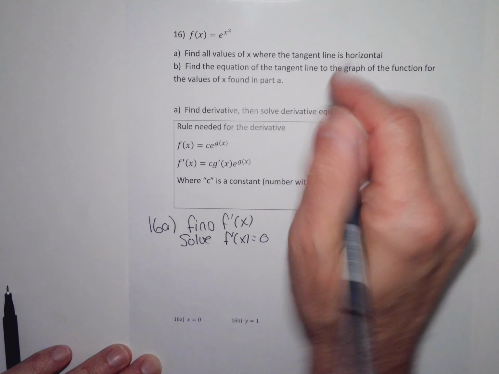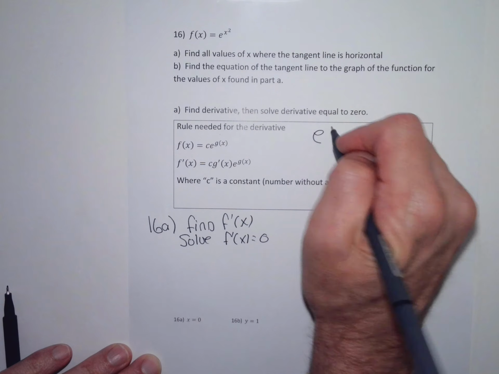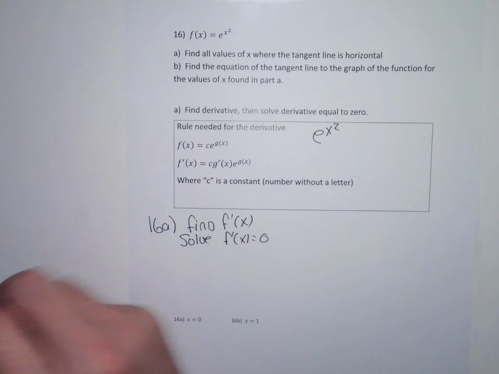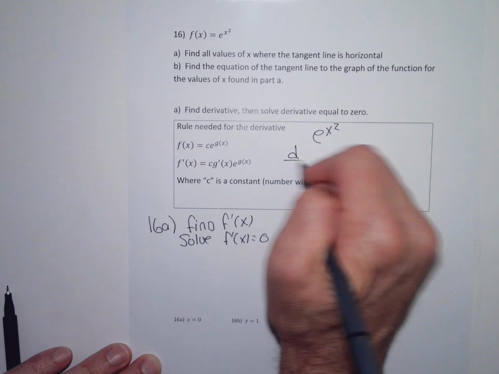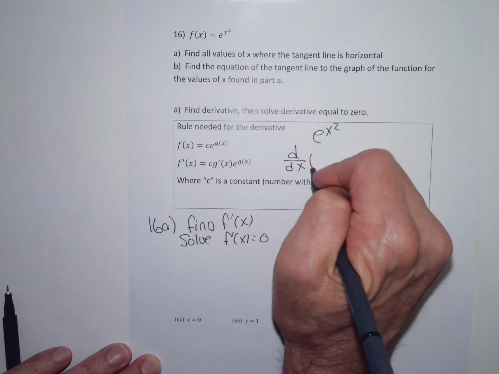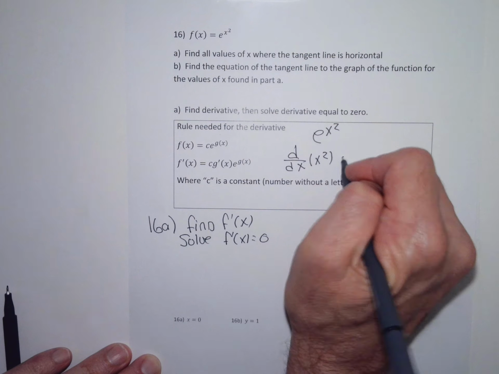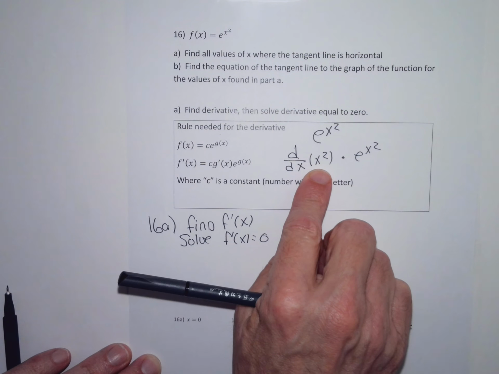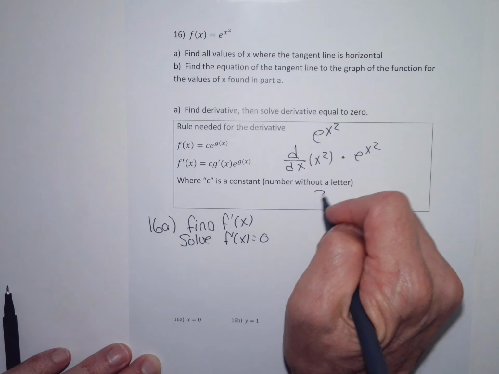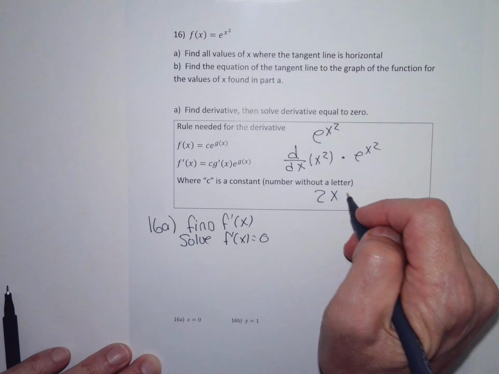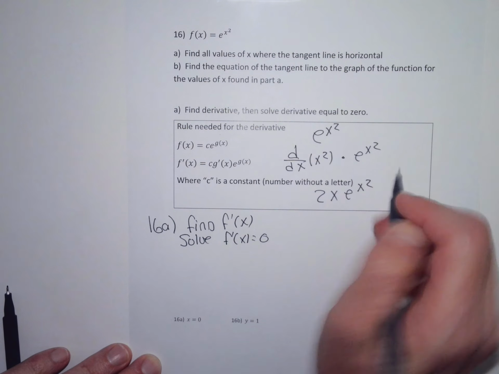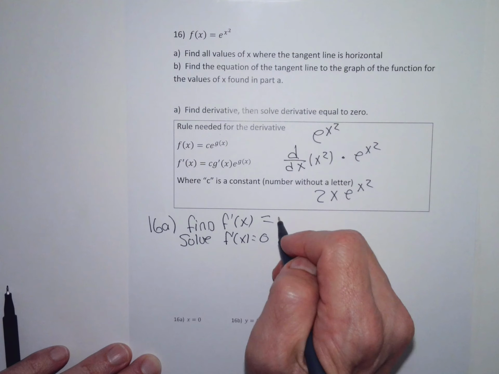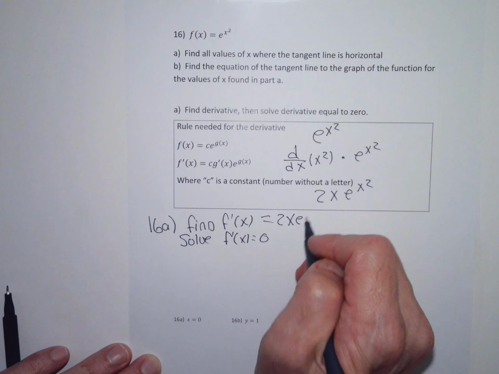So to find the derivative of e to the x squared, it's the coefficient, which is 1, so I don't need it. It's just the derivative of the exponent times the e part unchanged. The derivative of the exponent, the derivative of x squared, is 2x. The e part is unchanged. So I found the derivative. I have f prime of x equals 2x e to the x squared.